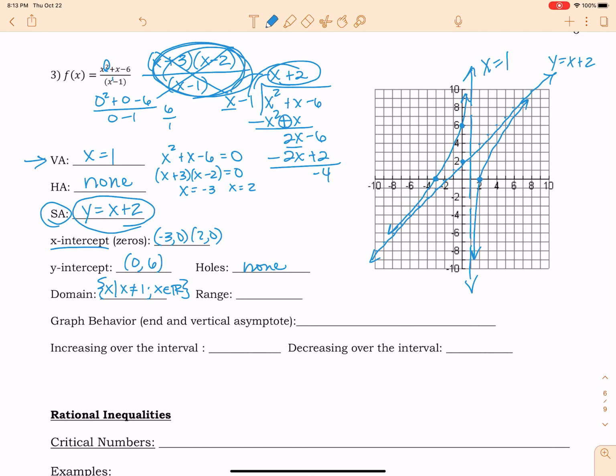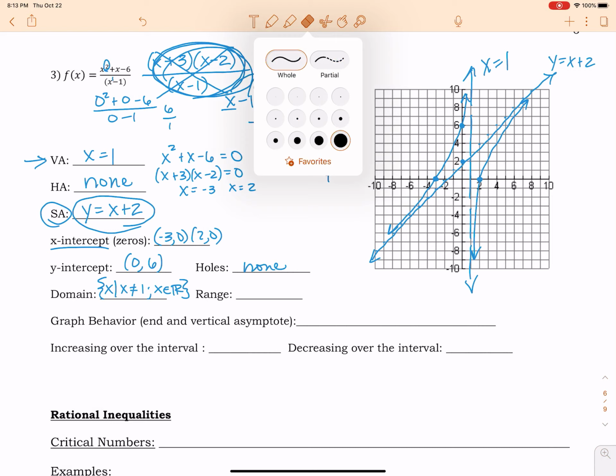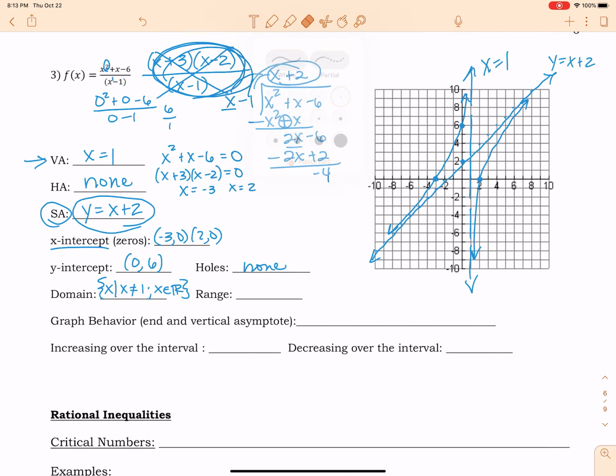Oh, I didn't do a good job with this, did I? Hold on just a second. My line for my asymptote, oh man, that's not what I wanted it to do. Never mind. What I meant to do was make it a dotted line. You can't take me anywhere. Okay, that's what it should look like. I'm sorry, kids. So broken. All right, so that is what your graph should look like.